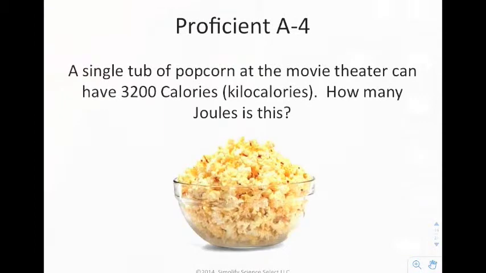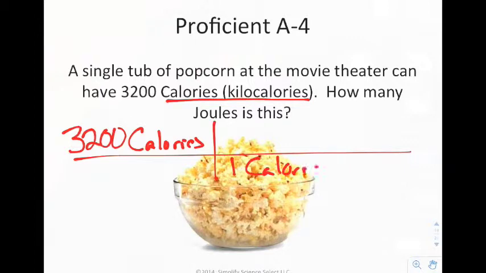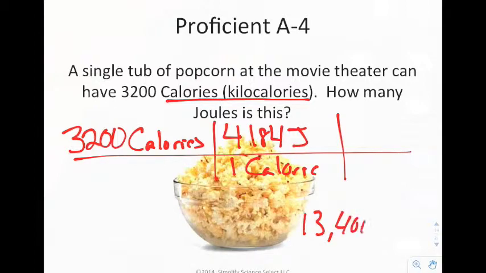Finally, it says a single tub of popcorn at the movie theaters can have 3,200 calories, and it says kilocalories. Remember that from earlier in this unit. How many joules is this? You would say 3,200 capital C calories. Remember, that's a dietary calorie. And then we would say in one capital C calorie, that is 4,184 joules. So once we multiply that out, you end up getting the number of joules in a single tub of popcorn, which ends up being a really large number of about 13,400,000 joules, which is a lot of energy.